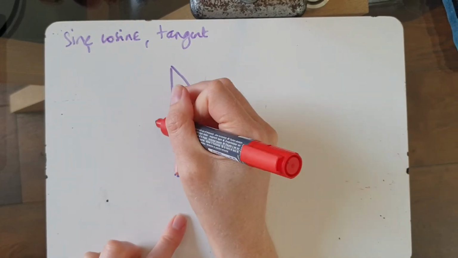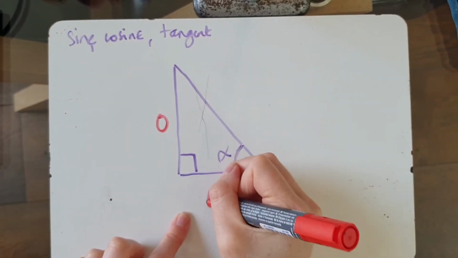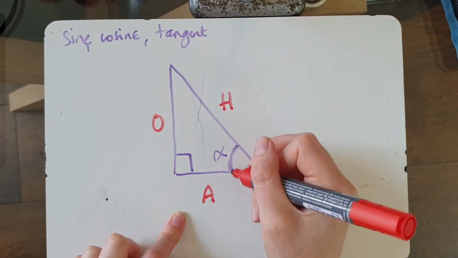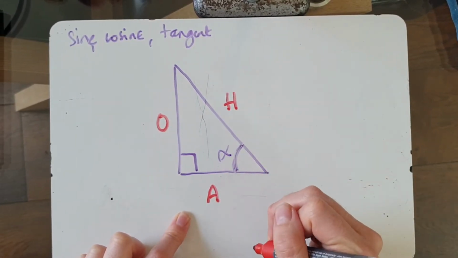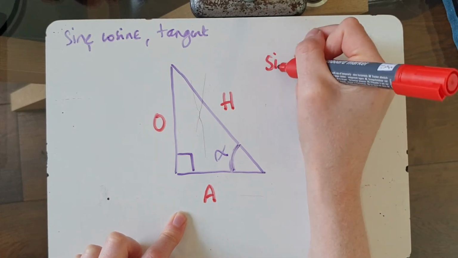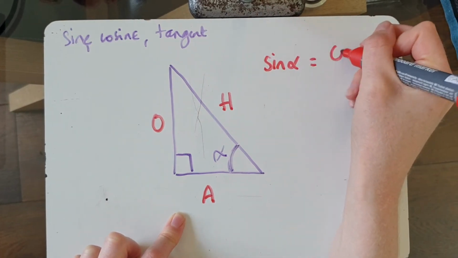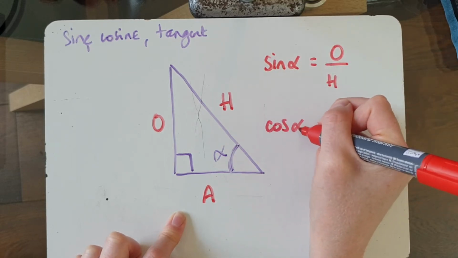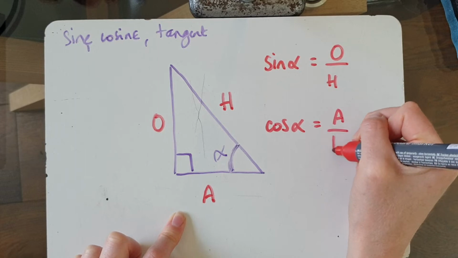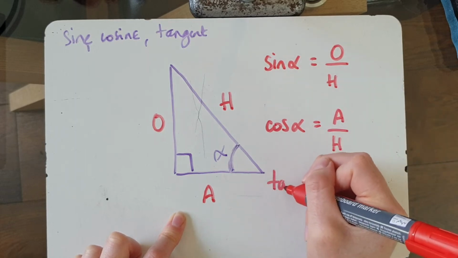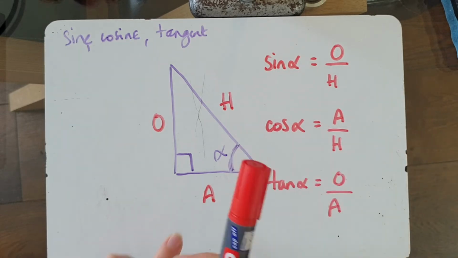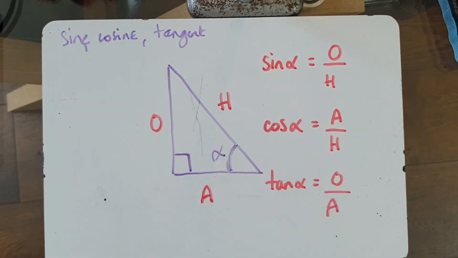Then this is the opposite side, this is the adjacent side, and this is the hypotenuse. To find this angle, I can do sine of that angle is opposite over hypotenuse, cos of that angle is adjacent over hypotenuse, and tan of that angle equals opposite over adjacent.